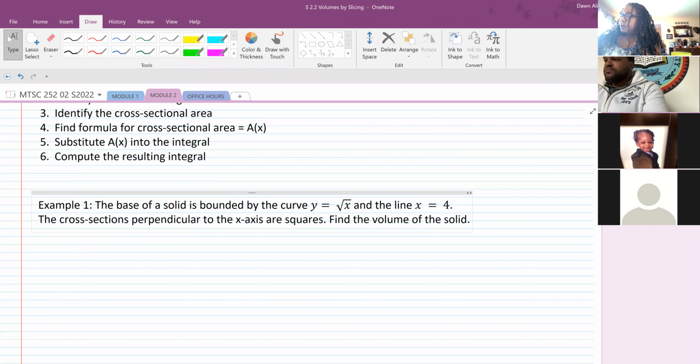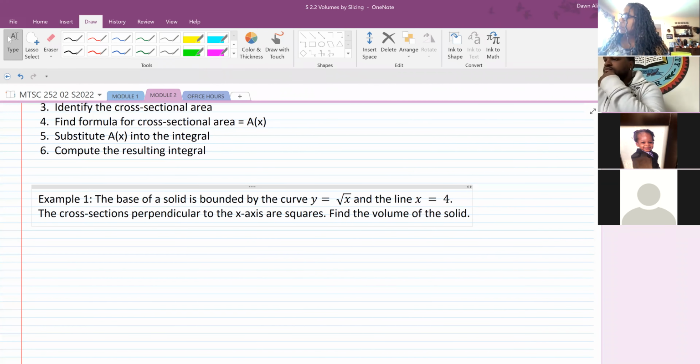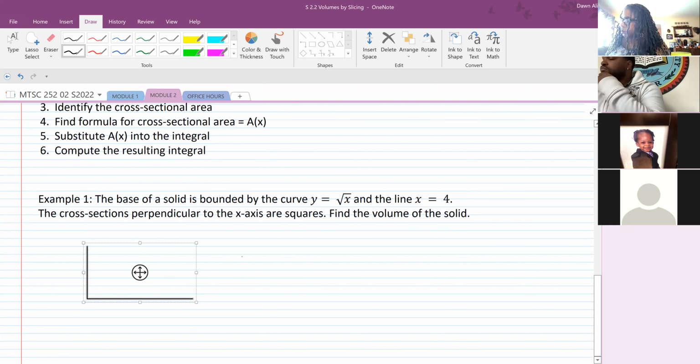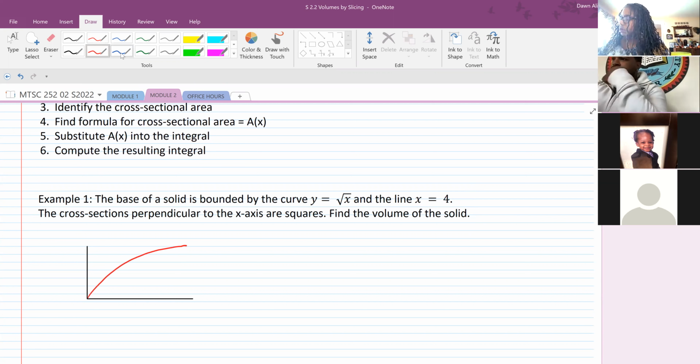So let's draw this. So first off, let's draw the base. All right, so here's the base. It says the base of the solid is bounded by the curve y is equal to the square root of x. That looks like that. And the line x is equal to 4, I apologize. So here's our base.